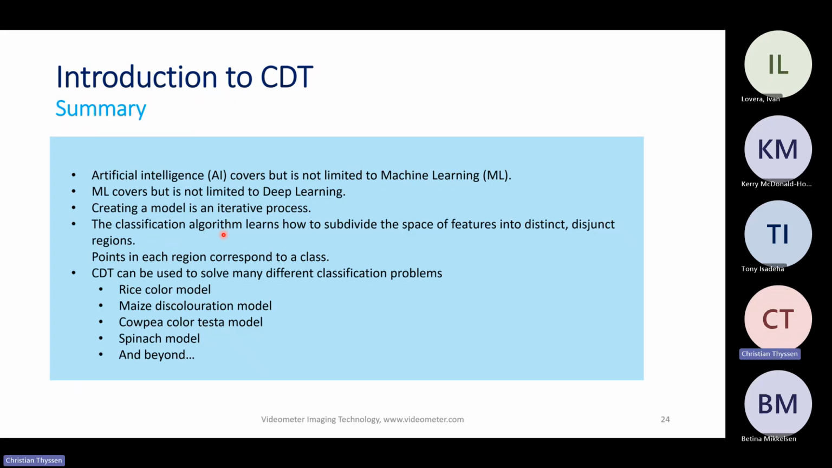The way these algorithms actually work is that they learn how to subdivide this space of features into distinct regions, and then points in each region correspond to a single class. And as you just saw, the classifier design tool can be used to solve many different problems, such as color models or spinach models, cereals, OCR, and beyond.